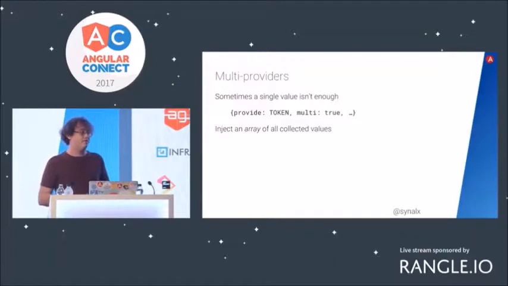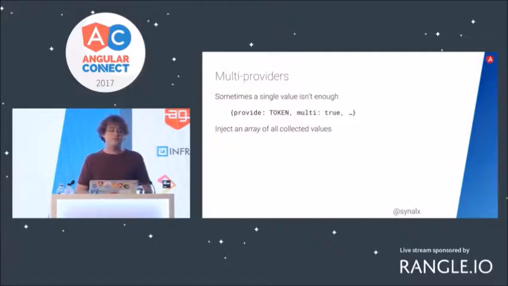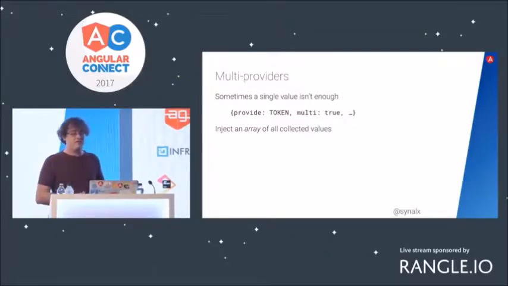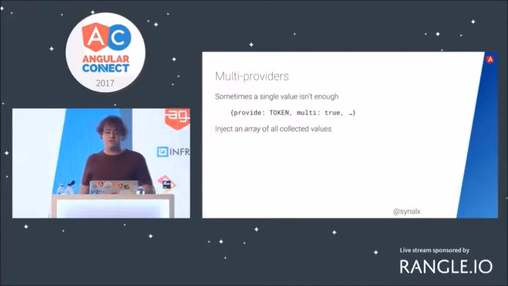And for an example of this, think of the router, right? With the router, we're able to, in different parts of our application, import router module for child, specify a bunch of routes, and the router doesn't pick one of them to go with. It actually collects all of them and builds the full routing configuration from all of the individual pieces. And that's called a multi-provider. And they're relatively easy to use. You just have to specify multi to true when you're providing values for tokens. And Angular will take care of collecting them all and injecting them as an array.